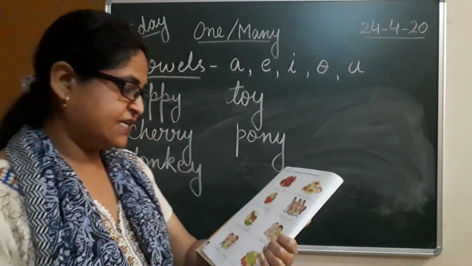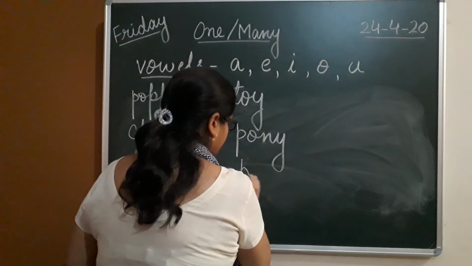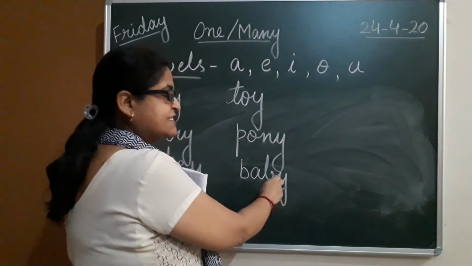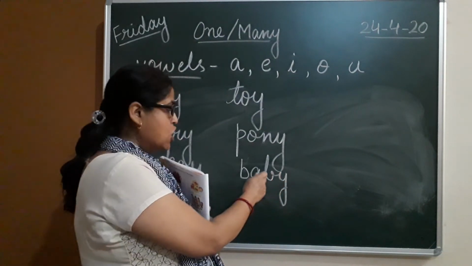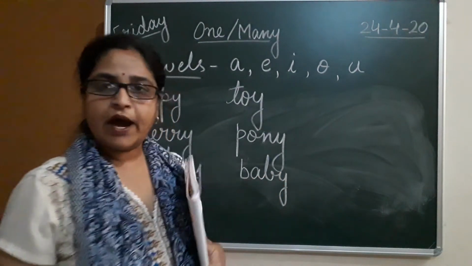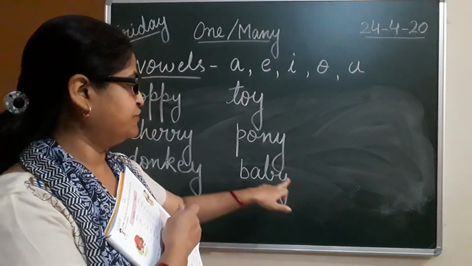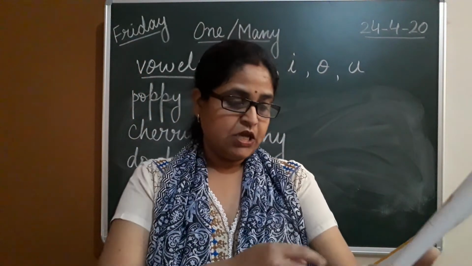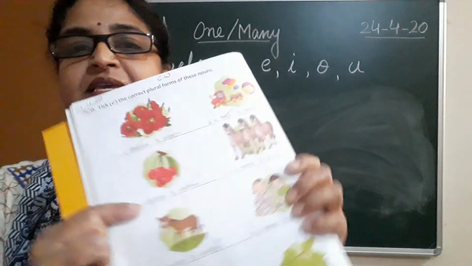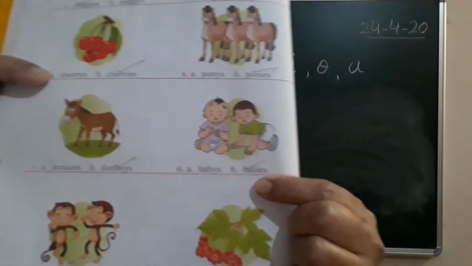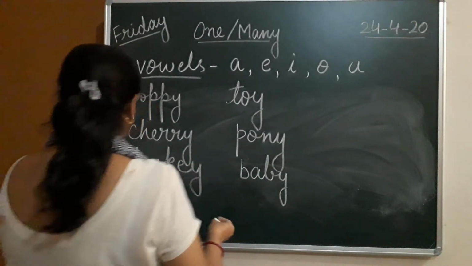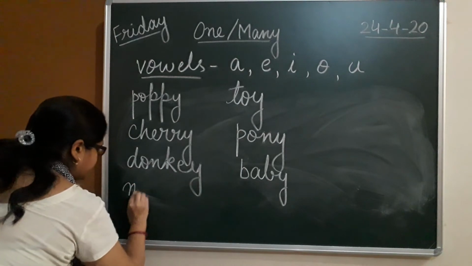Then next is baby. The next word is baby. Again, children, the word is ending with Y, but there is a consonant before Y. So here you will remove this Y and put IES to make it plural. So it will become babies. You will put a tick on the second option. BABIES. Yes.